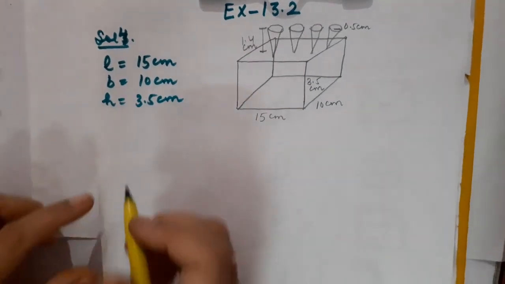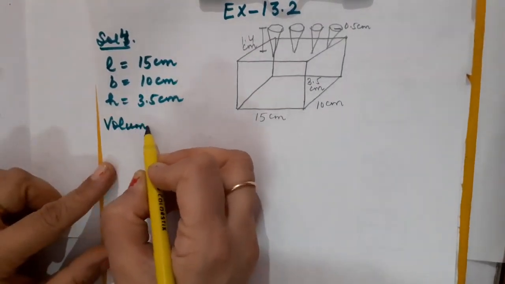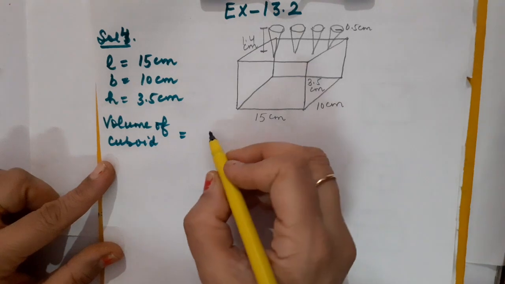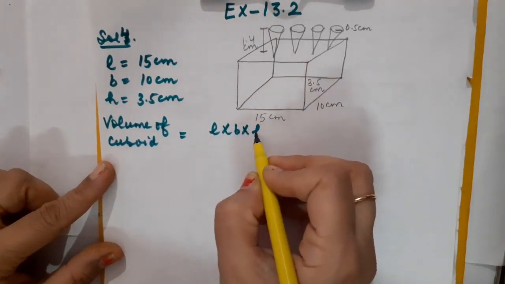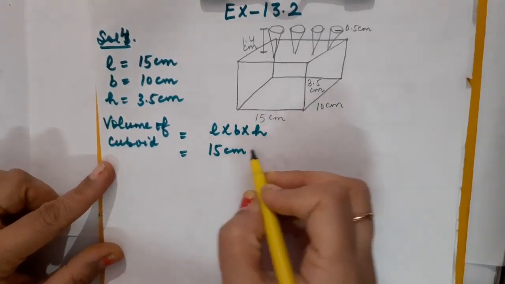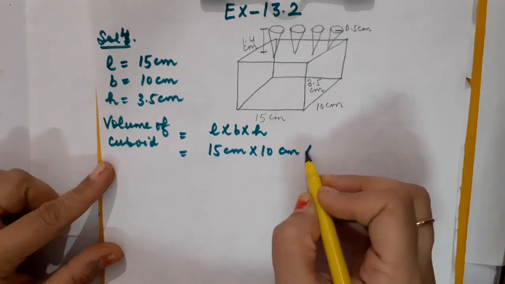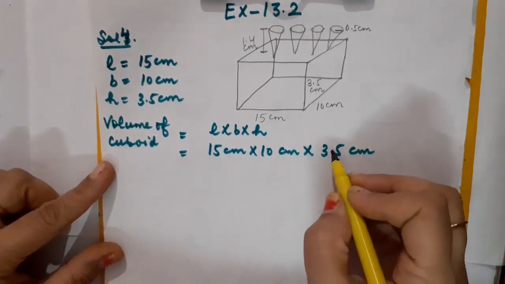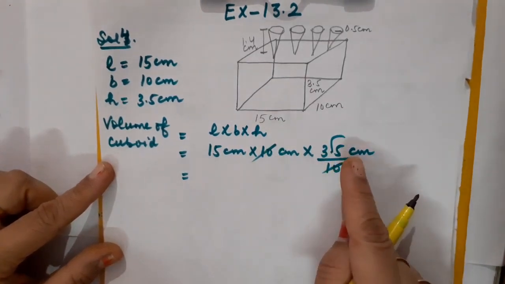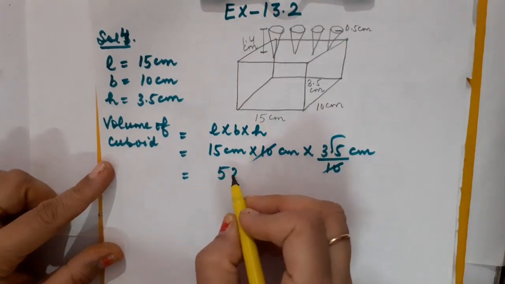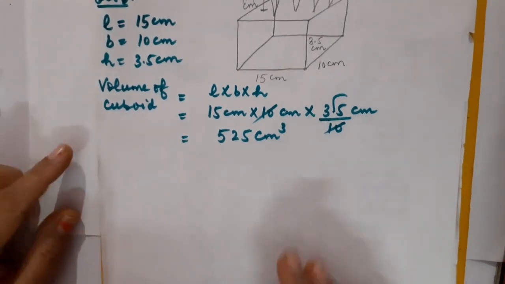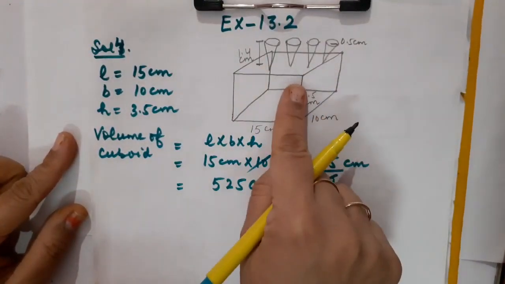Correct? So now first of all I am going to calculate the volume of this cuboid. Let us recall the formula: length into breadth into height, and it must be in cubic units. What is length? 15 centimeter, breadth is 10 centimeter and height is 3.5 centimeter. Remove this decimal, this 10 will be cancelled with it. When I multiply 15 by 35, I will get 525 cubic centimeters. Correct, students? So this is all about the volume of this cuboidal block.